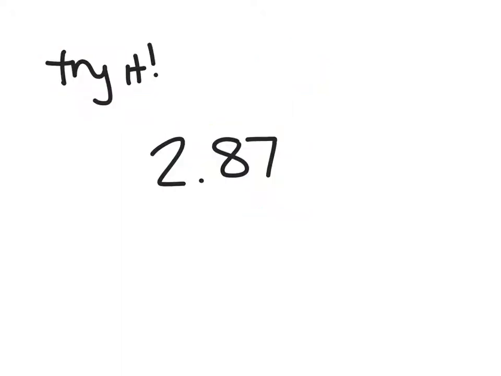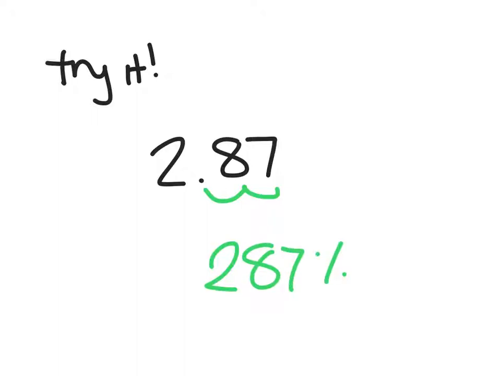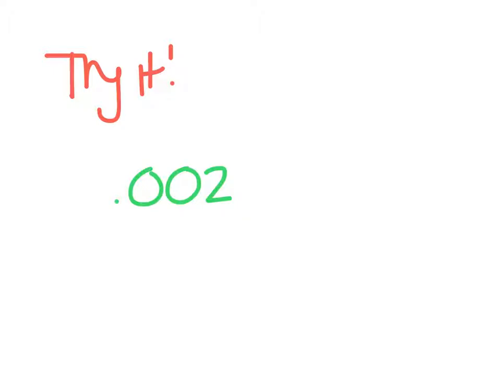Next one, go ahead and try it on your own. Okay, find your decimal 2 places to the right. This one is going to be 287%. And then next try it problem, go ahead and try it on your own. This one's a little trickier. When we go 2 places to the right, we have 0.2%. Make sure you have that decimal, because it's not 2%, it's actually 0.2%.